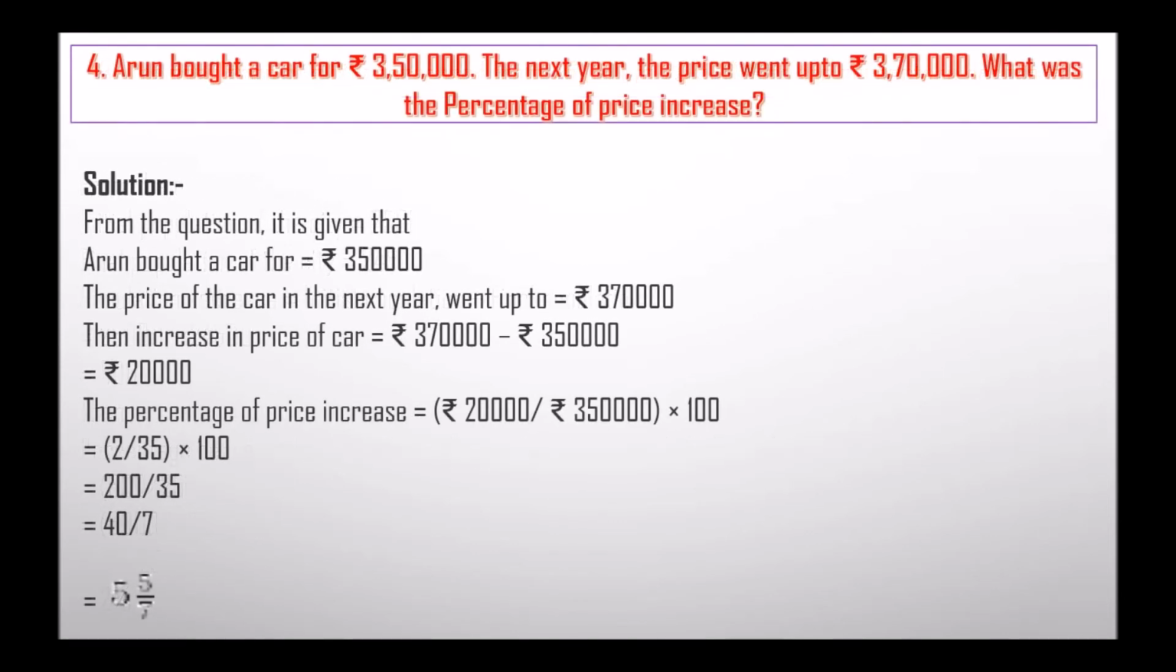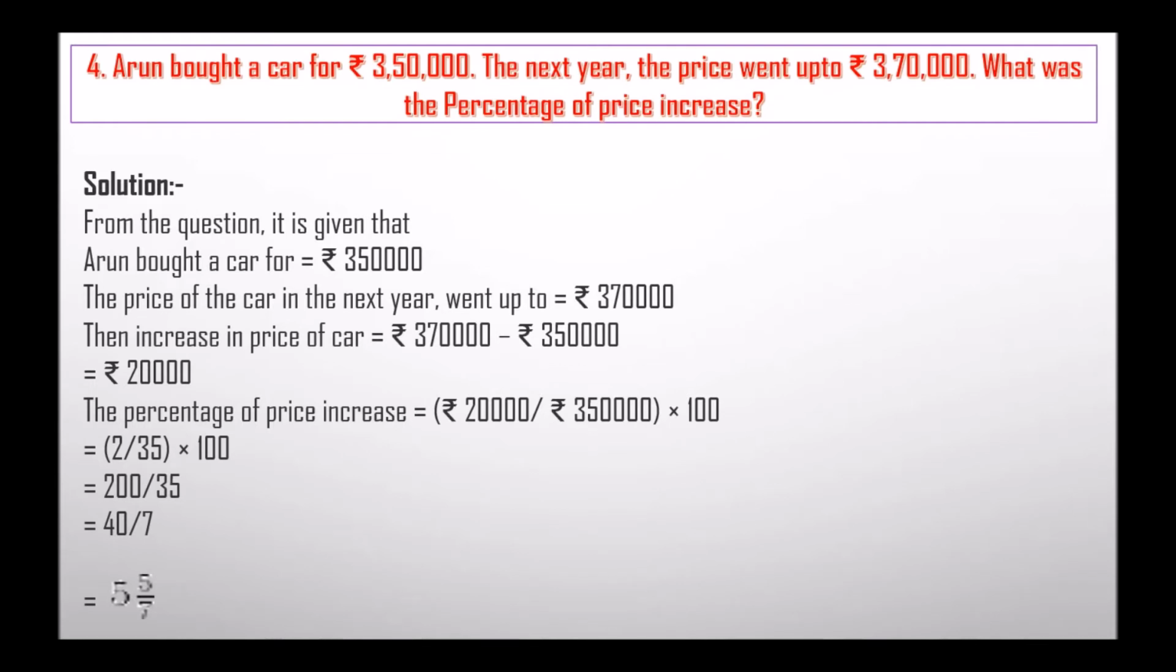Fourth question, Arun bought a car for rupees 3,50,000. The next year the price went up to rupees 3,70,000. What was the percentage of price increase? Price of the car in the next year went up to 3,70,000. So the increase in the price of the car is 3,70,000 minus 3,50,000, that is 20,000.